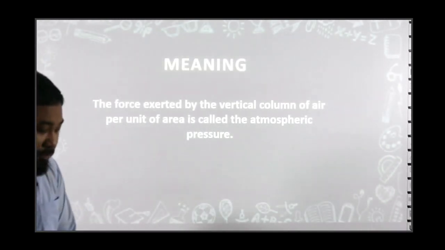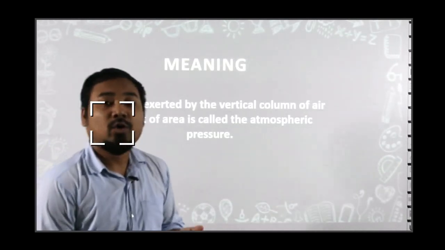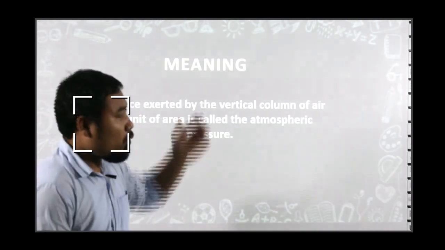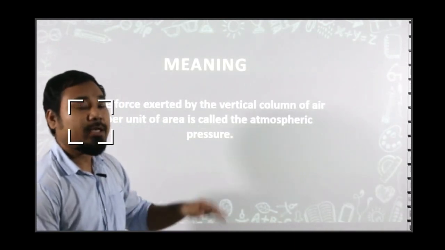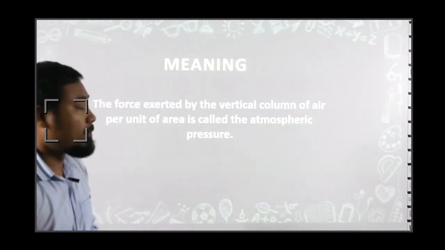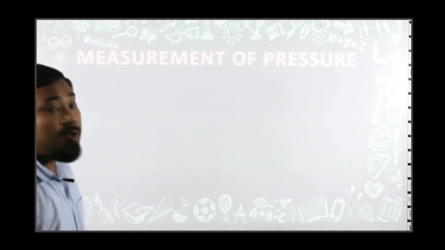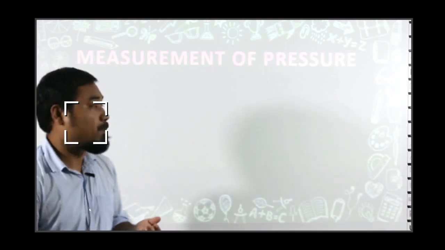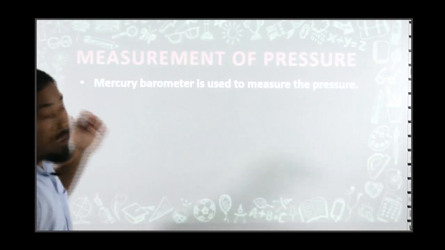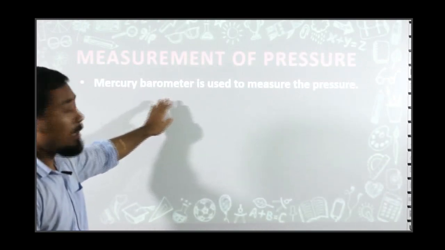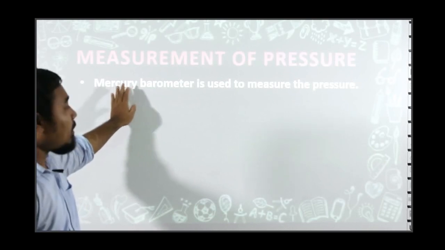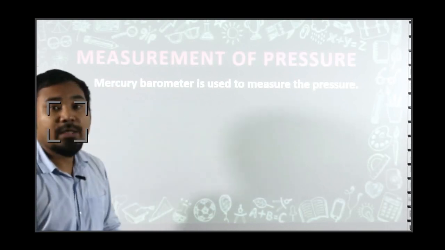Now you can ask me how. Air has got weight, right? So this weight falls on the surface of the earth and that exerts your pressure, and that is your atmospheric pressure. Now, measurement of pressure. How do we measure pressure? The measurement of pressure is done by an instrument called mercury barometer. It is used to measure the pressure.